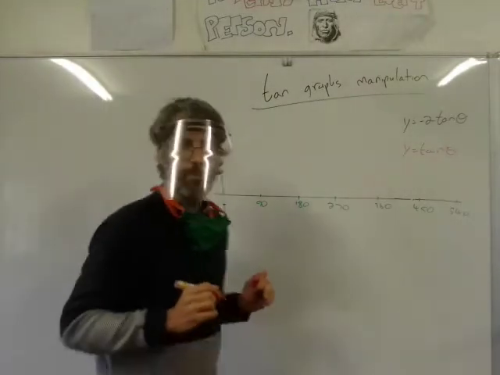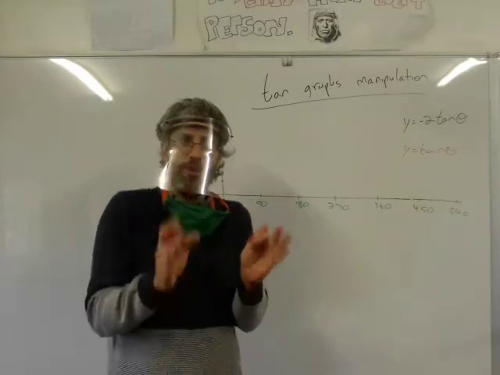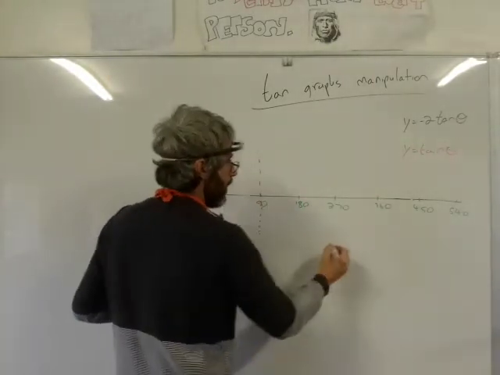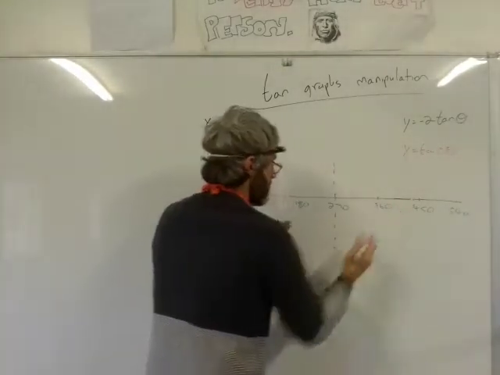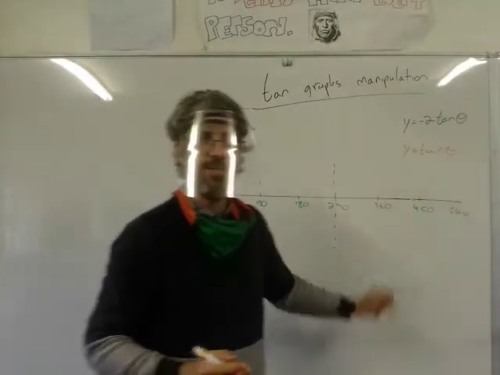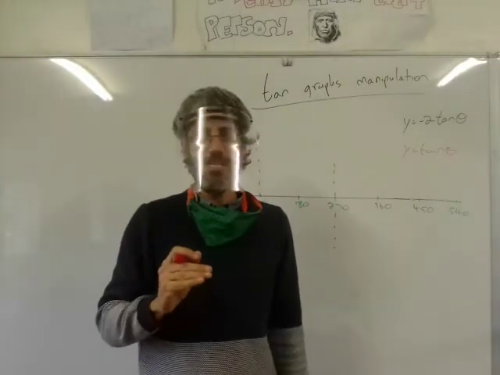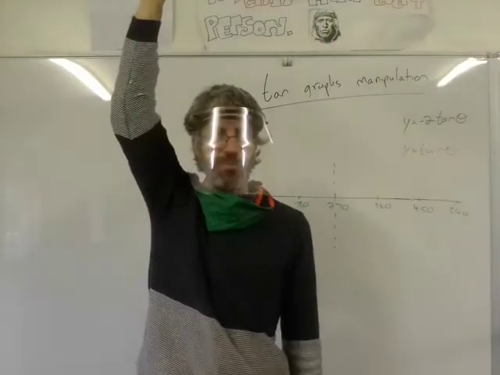So the first thing to do when I draw a tan graph, I'll remember where the vertical asymptote is. And that happens at 90 and at 270, if I'm going between 0 and 360. At 90 and 270, that's where the x coordinate is 0. And that means tan blows up to infinity.